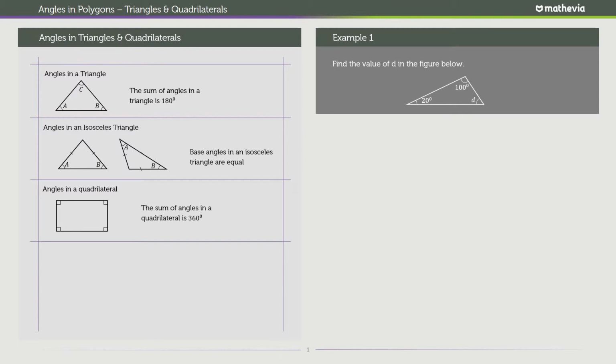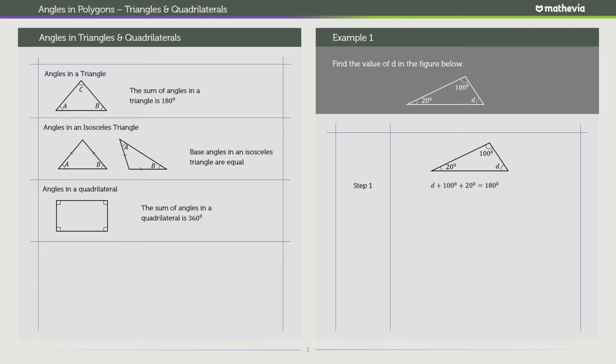Example 1 says find the value of D in the figure below. So we have this triangle. It has angles 20 degrees, 100 degrees, and angle D. And we're looking to find D. Basically, what law would you apply at this point? You have a triangle, you're given two sides, you're looking to find the final side.